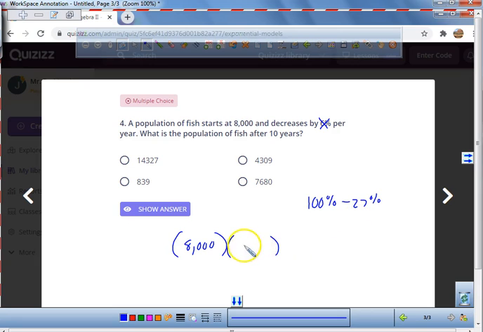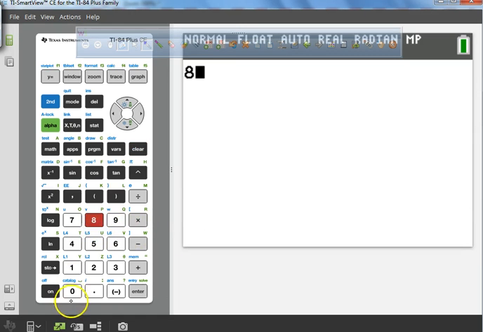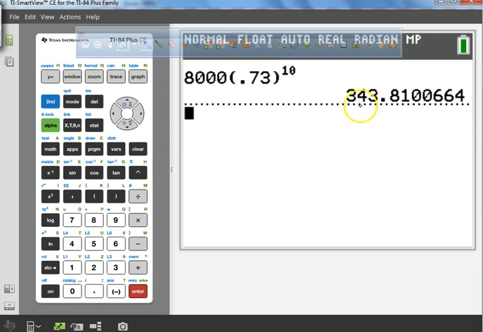So what would be our decay factor? What do you got? 73, right? So it keeps 73%, so we put 0.73, and then it says after 10 years. So if it does it per year, then I'm going to put a 10 up here. If I start out with 8,000 and it reduced by 27%, then we keep 73%, and we raise it to the power of 10, and there would be approximately 344 fish left after 10 years.